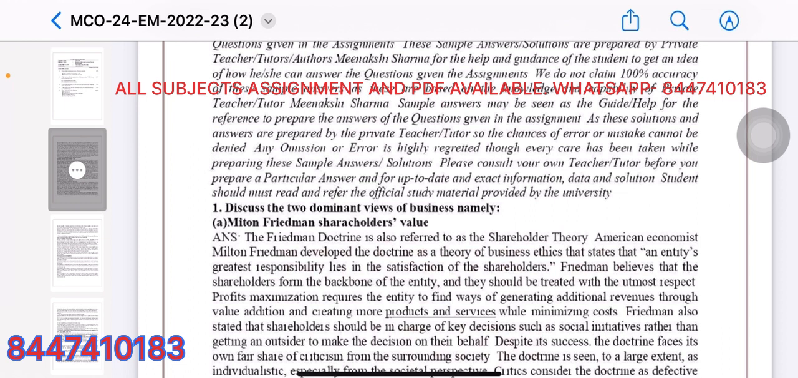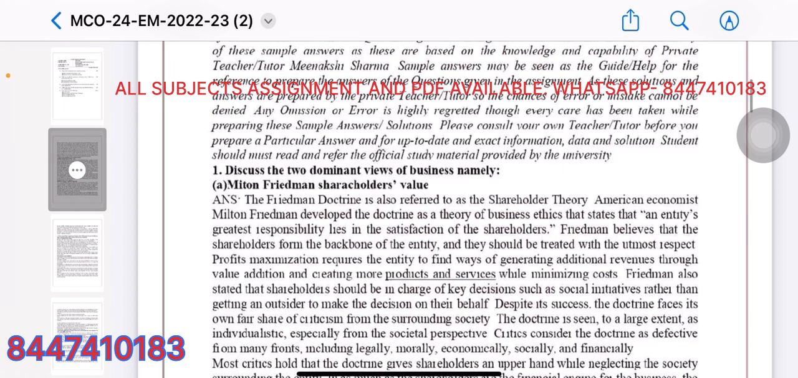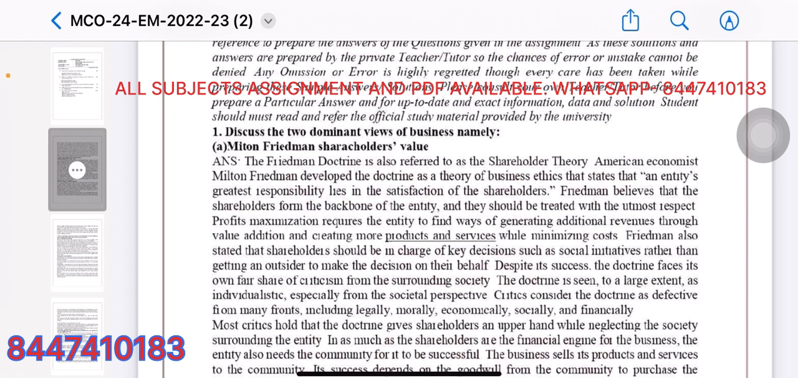The Friedman doctrine is also referred to as the shareholder theory. American economist Milton Friedman developed the doctrine as a theory of business ethics that states that an entity's greatest responsibility lies in the satisfaction of the shareholders. Friedman believes that the shareholders form the backbone of the entity and they should be treated with the utmost respect. Profit maximization requires the entity to find ways of generating additional revenues through value addition and creating more products and services while minimizing cost.